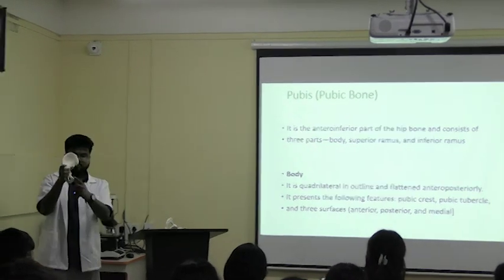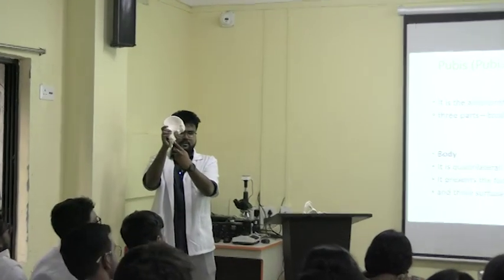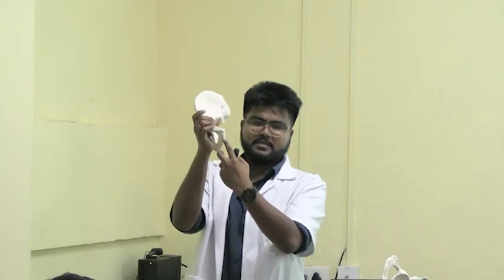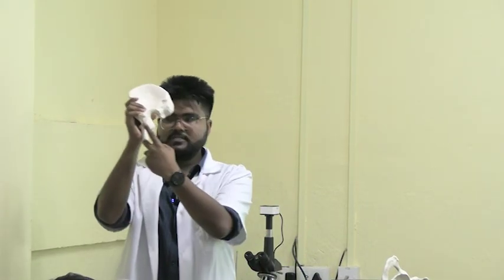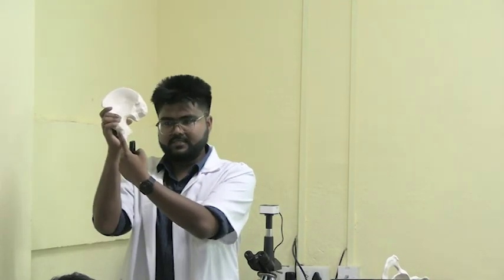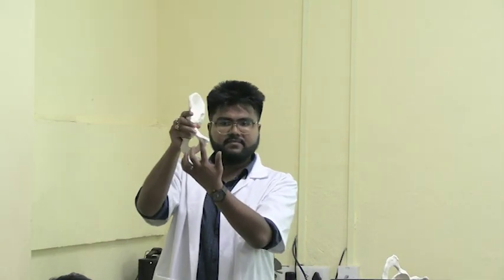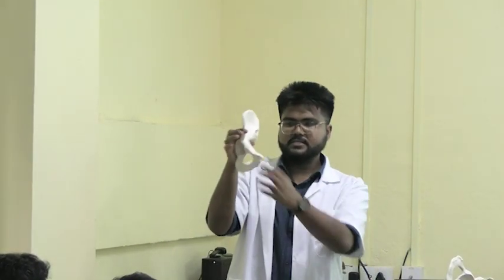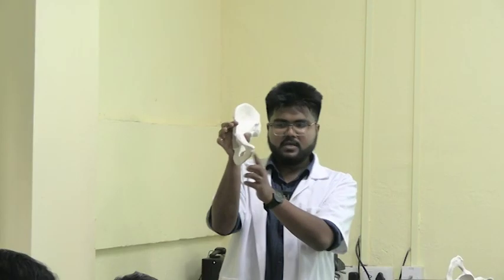This is the quadrilateral part. Here a tubercle and a crest are present. This is the pubic tubercle, and here the pubic crest is present. Three surfaces are present: the anterior surface, the posterior surface, and the medial surface.